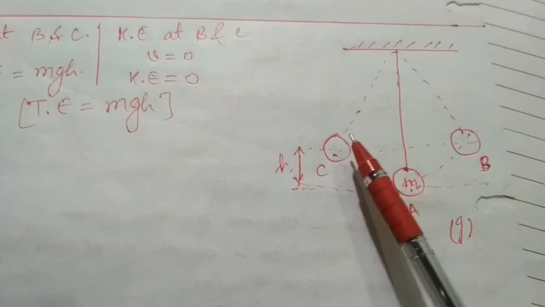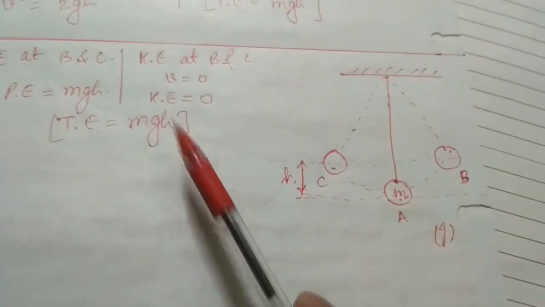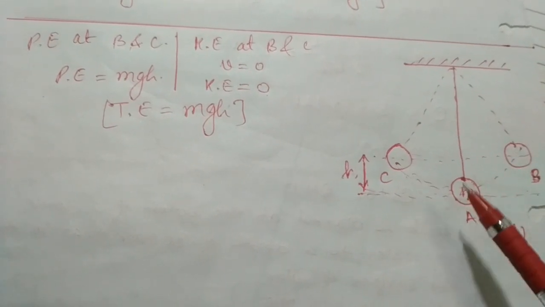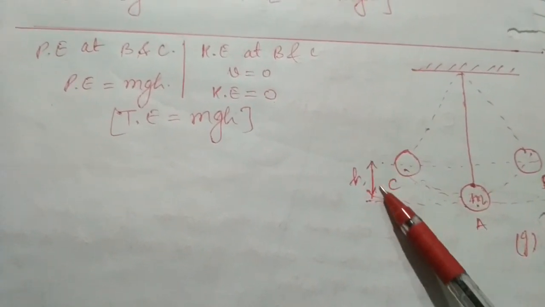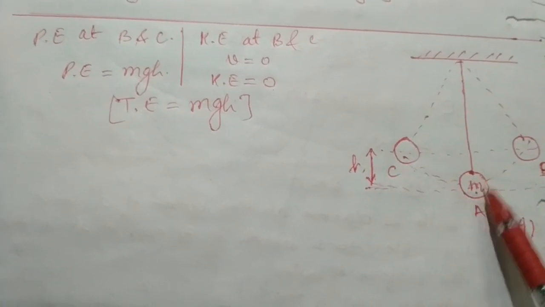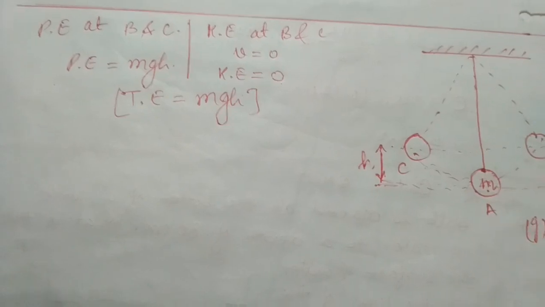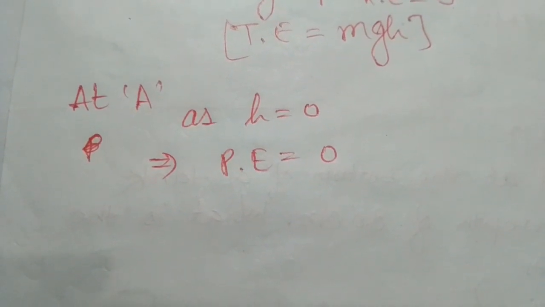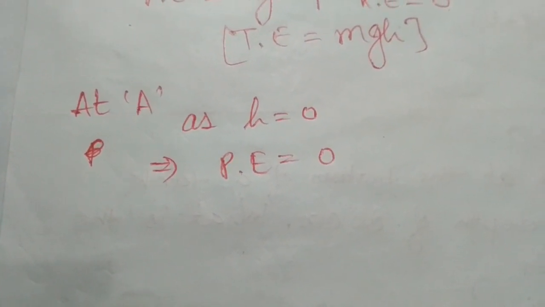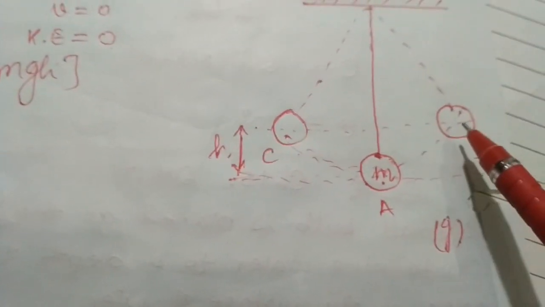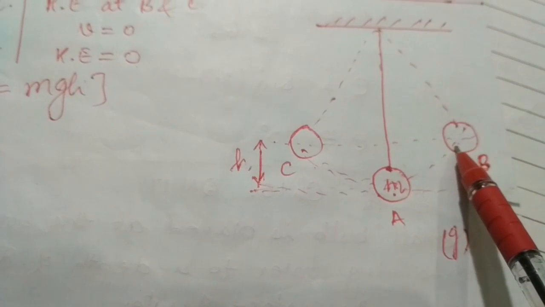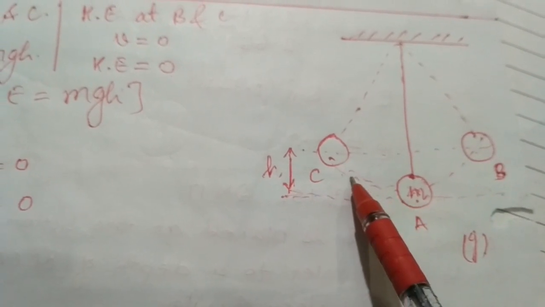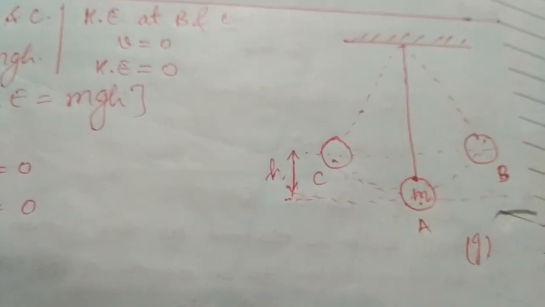Now, as we have seen, the total energy at points B and C is mgh. So what will the total energy at point A be? First, what is the potential energy here? You can see there is no height at point A in comparison to C. h is 0, so at point A the potential energy is 0. And what about kinetic energy? Here the velocity is 0 and then it starts increasing, going on increasing up to this point, because after this the velocity decreases. So this point has the maximum velocity.